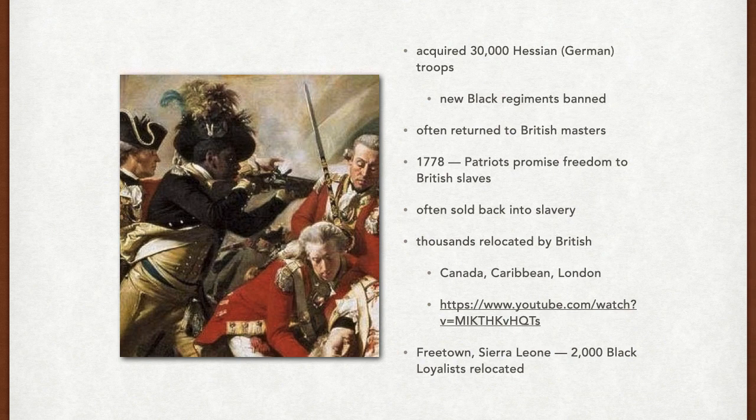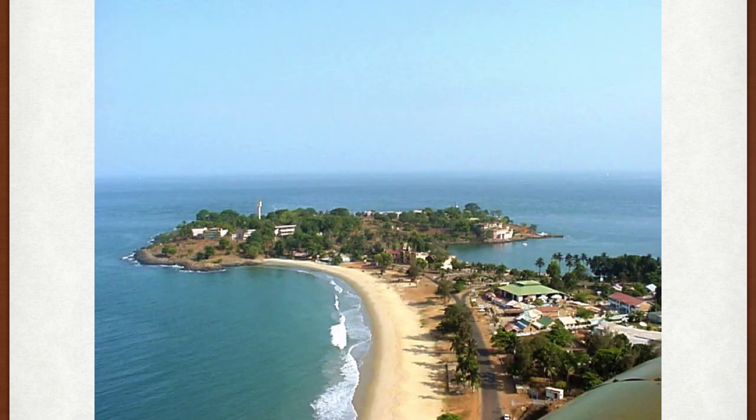If you take a look at video E, this is a video showing some information about the Canadian Loyalists and some of their descendants. Ultimately, the British formed Freetown, a new settlement in Sierra Leone, where over 2,000 Black Loyalists from London, Canada, and Jamaica resettled. So Freetown was one of the first major black settlements in Africa. I think I mentioned it before. Here is Freetown today. Very beautiful.